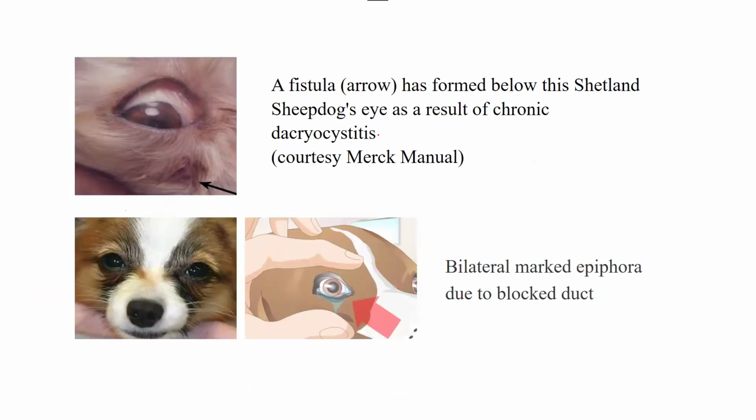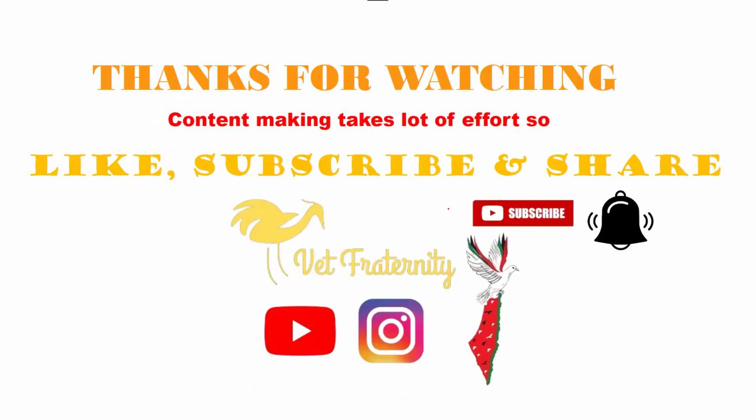You can see this image over here. It is a fistula in a Shetland sheep dog's eye because of chronic dacryocystitis. Because of the pressure over here, the track has been created. And you can see over here the bilateral epiphora that is happening in this animal due to a blocked duct.